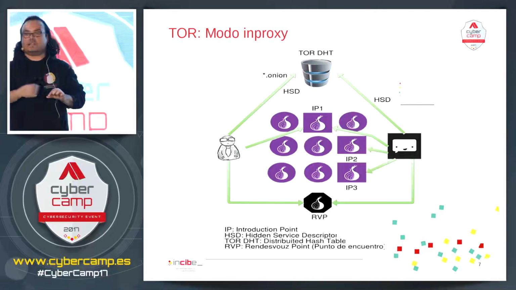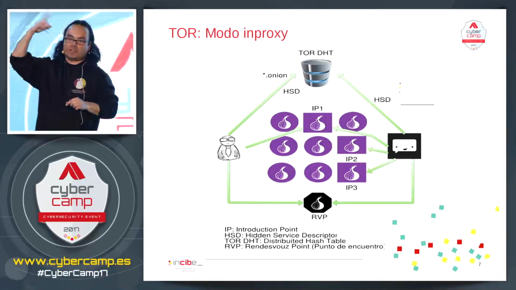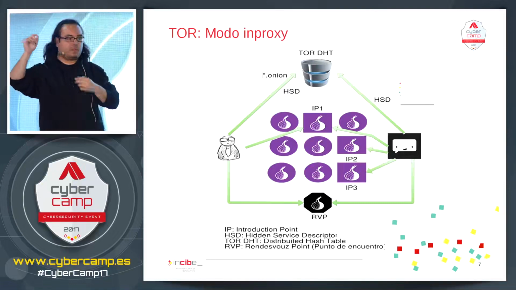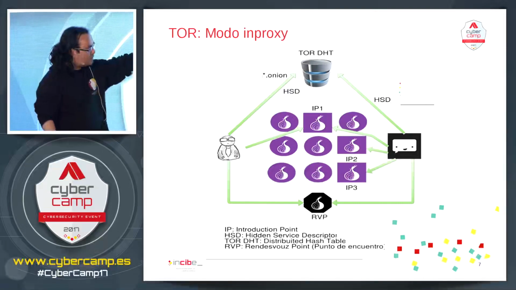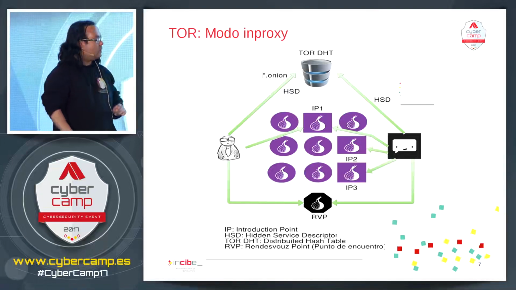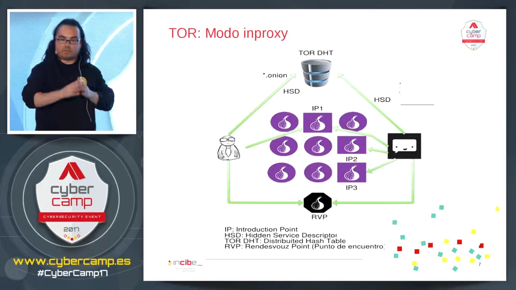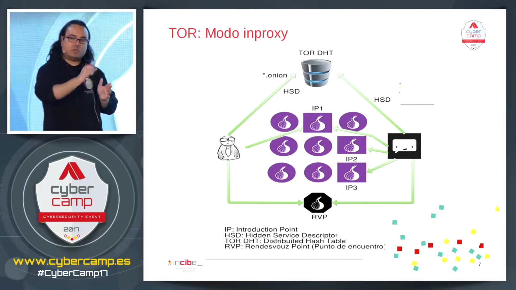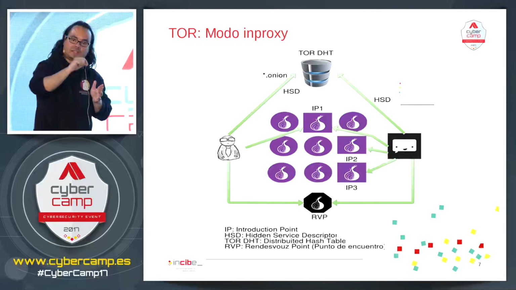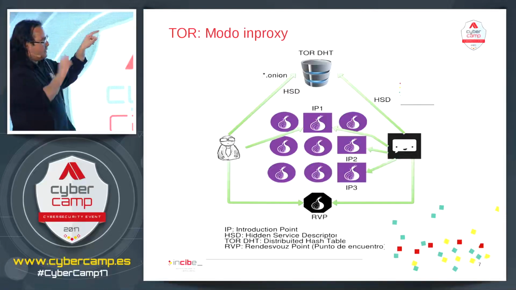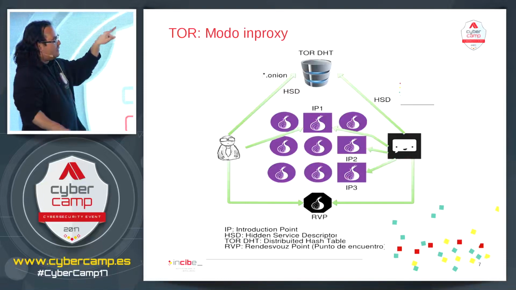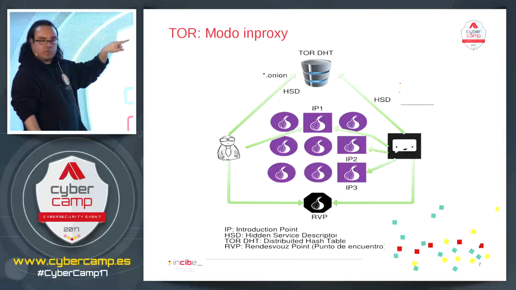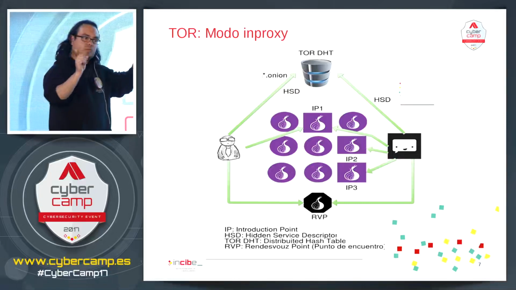Before taking all these steps, the client chooses a repeater online as a rendezvous point, a meeting point, so to say. This is the most important one. It's the meeting point that all the packages are going to go through, and it's the node that will enable the communication between the server and the client.